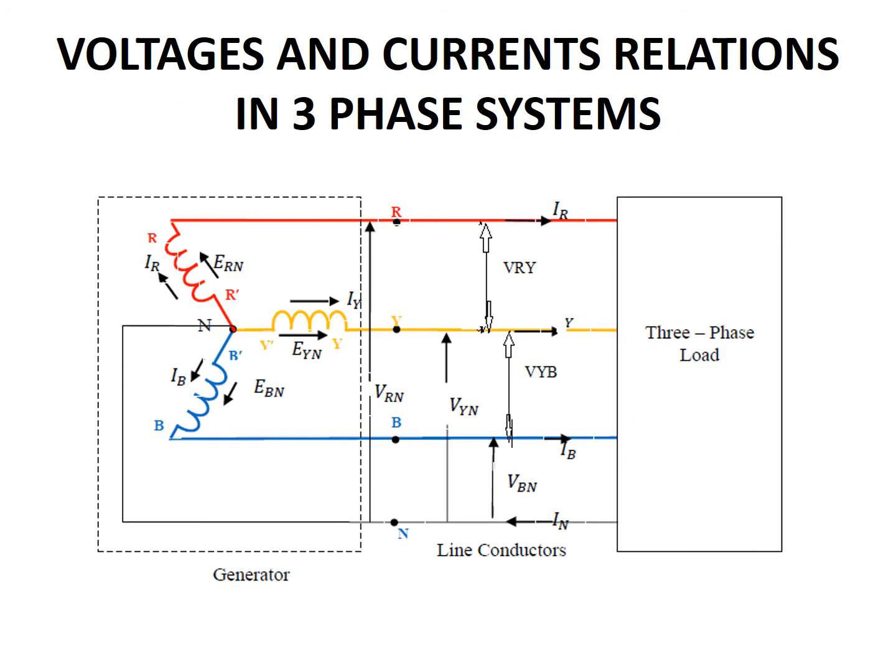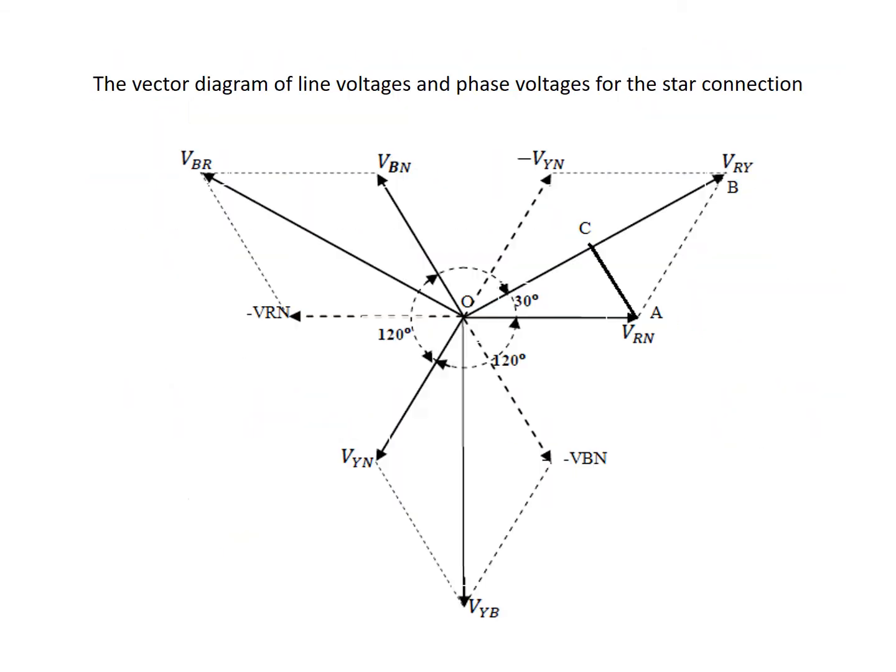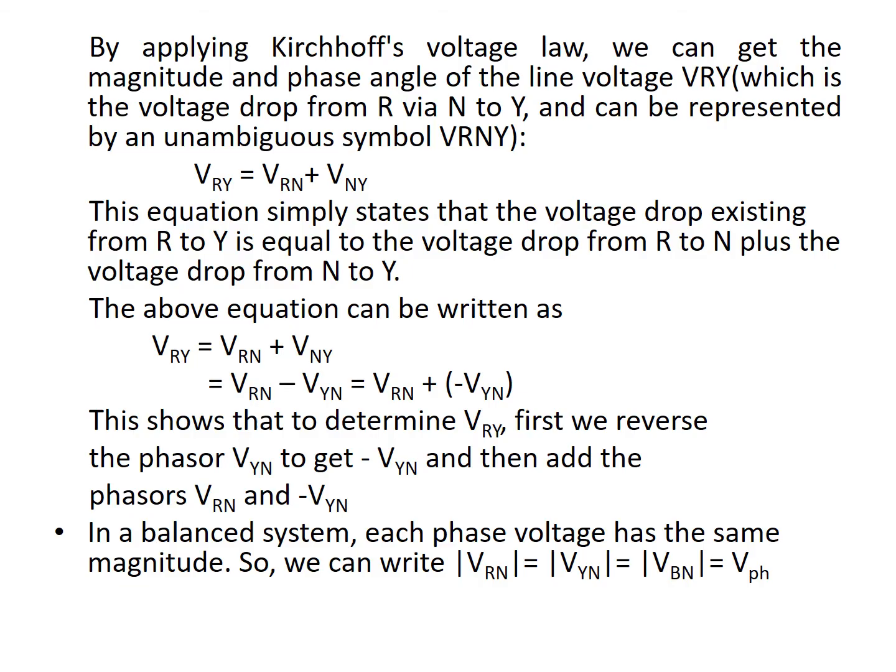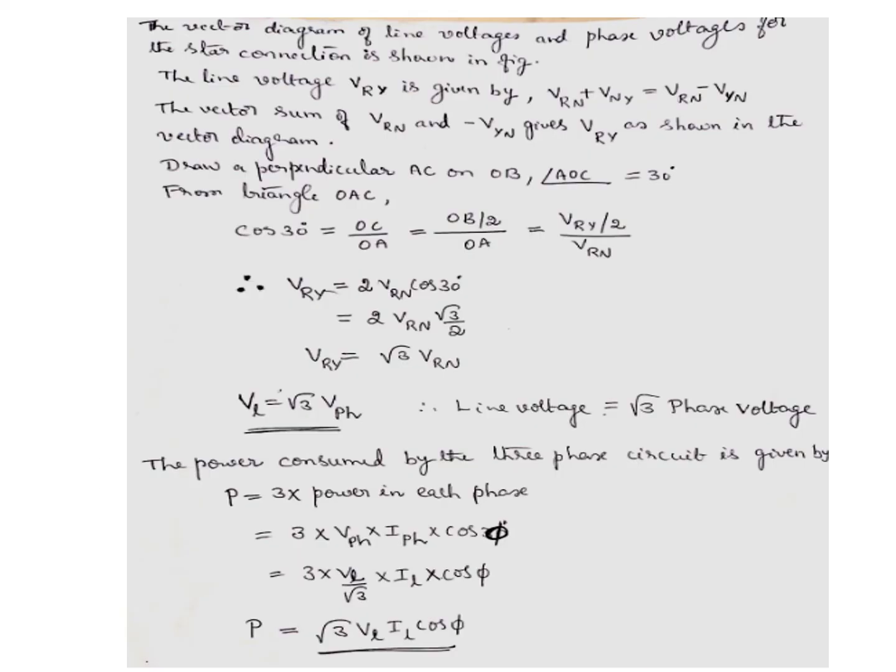And in delta connection, see how the delta connections are made. We have already discussed the relationship between phase voltage and line voltage, phase current and line current. If you see the diagram, the voltage VRY, the line voltage between the red and Y lines, is also written in terms of phase voltages as VRN minus VYN. So in star connection, line current is equal to phase current, but line voltage is equal to root 3 times the phase voltage.